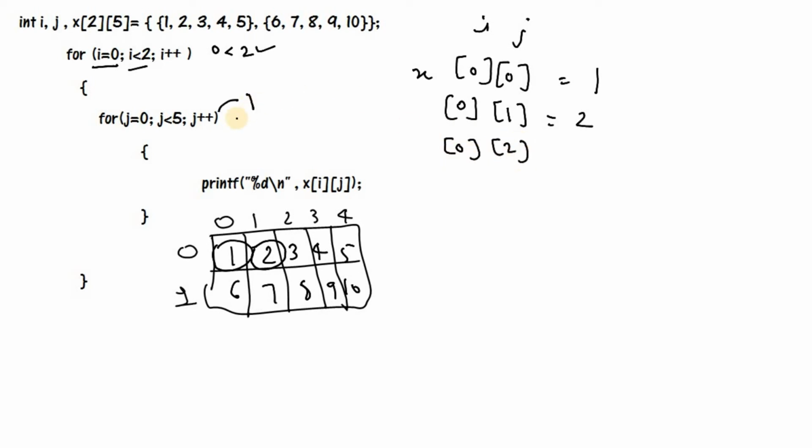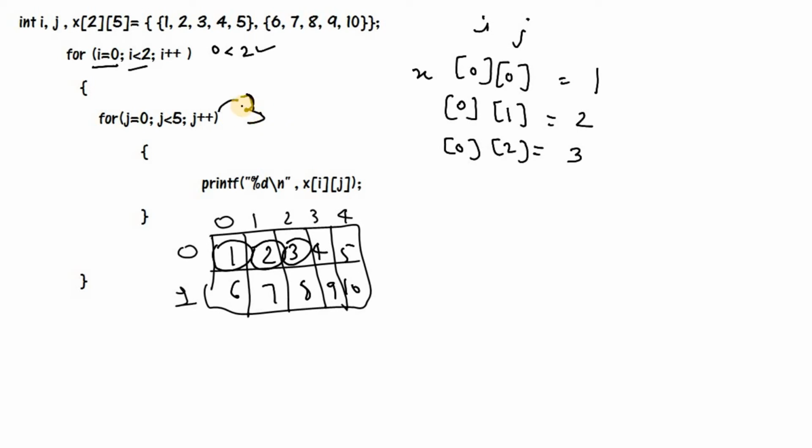It increments by 1 again. 1 plus 1, that is 2 here. 2 is less than 5. Yes, condition is satisfied. So here it will print 3, at indices 0 and 2. Then again it will increment by 1.